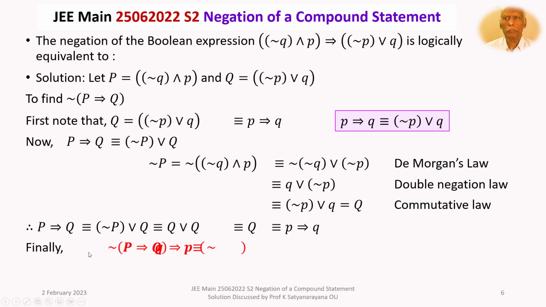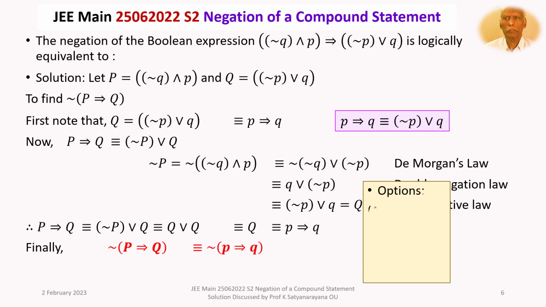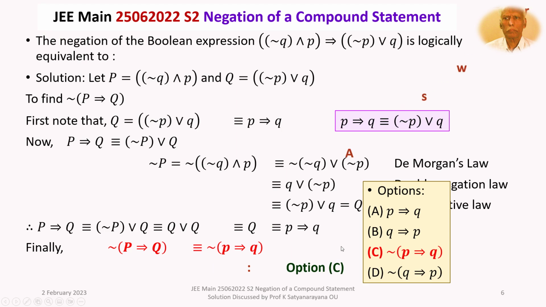Negation of capital P implies capital Q is equivalent to negation of P implies Q. Let's look at our options. Our answer, negation of P implies Q, appears against option C. Therefore, the answer for this question is option C.